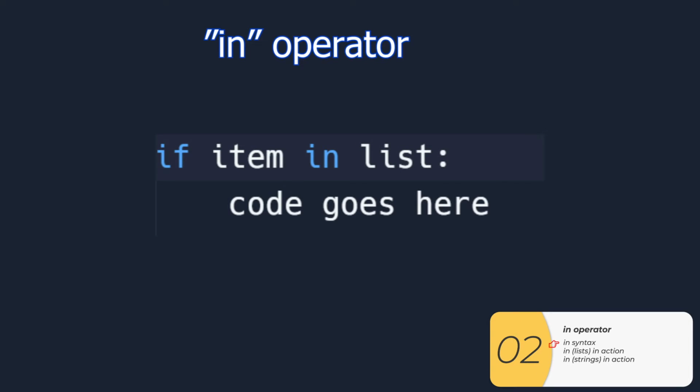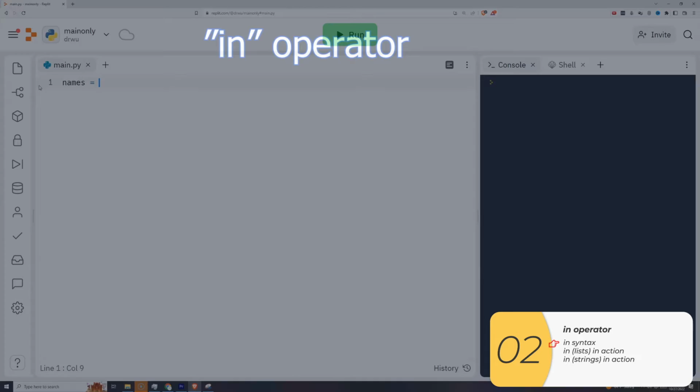All right, here's the syntax or the formula for how this works. The in operator is basically: if item in list. So you have the if, item, which could be a string or variable or anything, in list, colon. And then the code that's part of the if is indented. All right, so here it is in action.